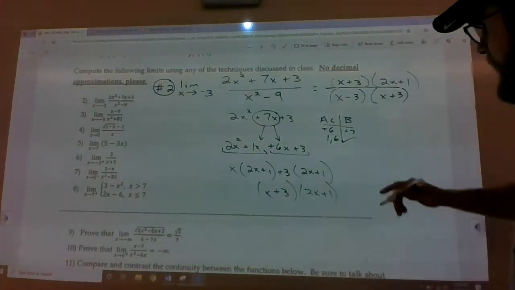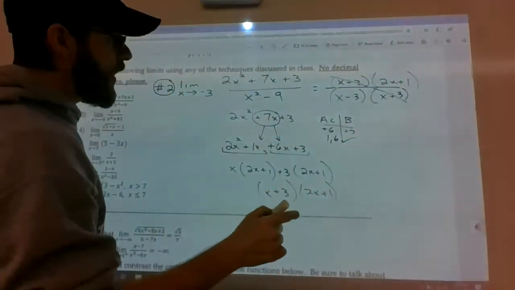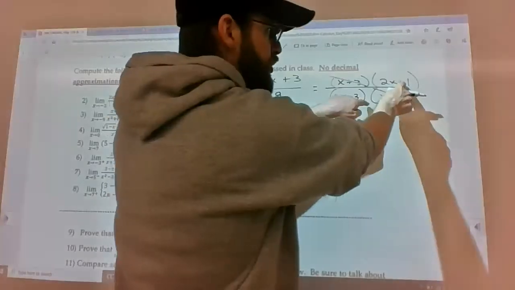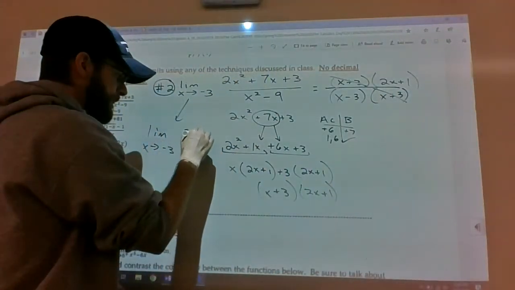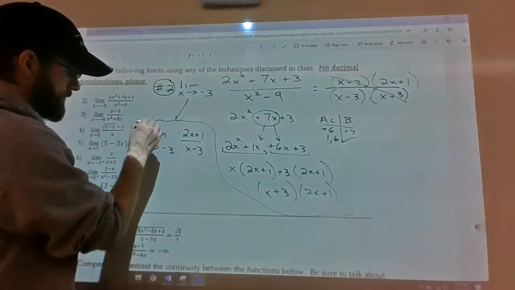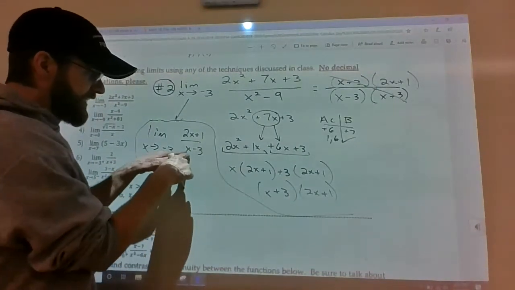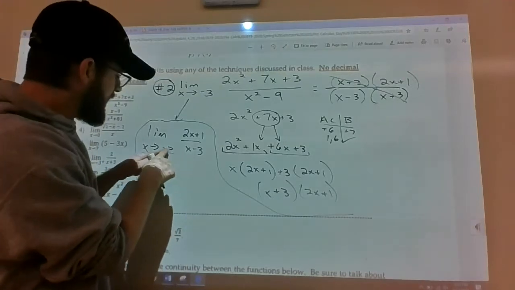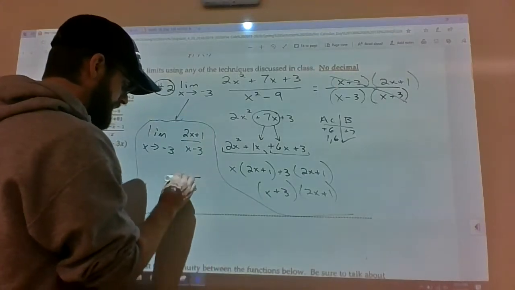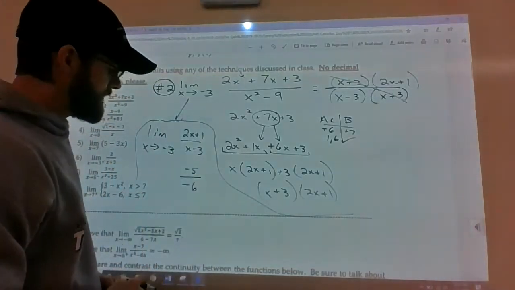Otherwise, we factored it. The x plus 3 on top cancels out with the x plus 3 on the bottom, which means we can now actually compute the limit as x approaches -3 of 2x plus 1 over x minus 3. This right here is kind of like in its own little bubble now. You can just plug in -3 because it doesn't create a divide by 0 error anymore. -3 minus 3 is -6. On top, 2 times -3 is -6, plus 1 is -5. The answer is 5 over 6.